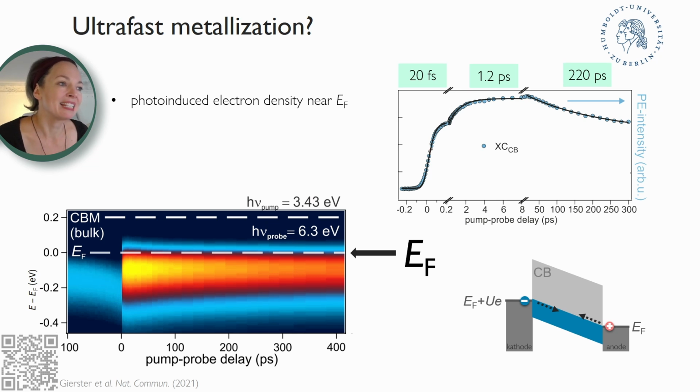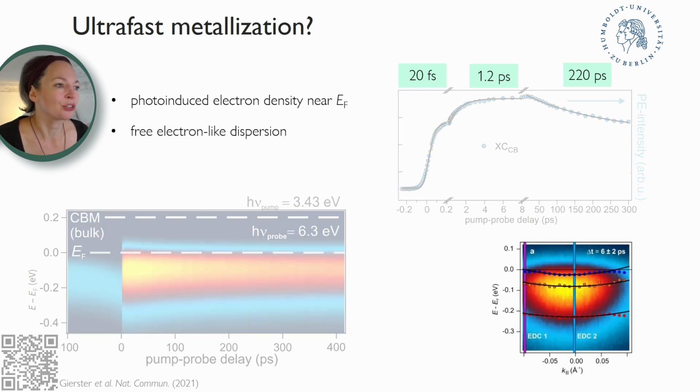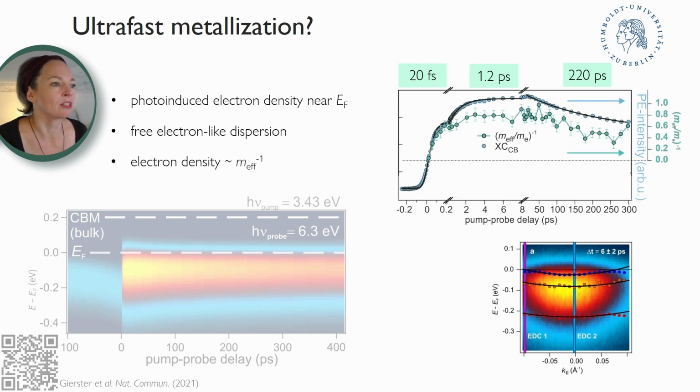And this means that we're switching the transient metal on and off on ultra-fast timescales. We can also analyze the degree of localization by extracting the effective mass of the electron distribution and plot the inverse effective mass as a function of pump-probe delay. And you can see that it is clearly correlated to the electron density at the surface.